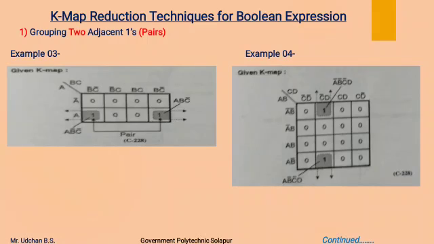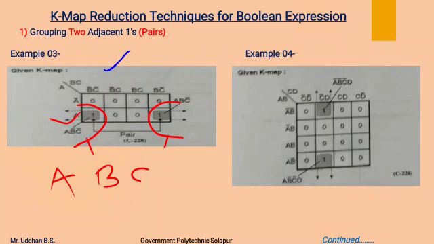Now in the next example, that is in the next given K-map, here there are two ones, one over here and another over here. As this cell and this cell are adjacent with each other, we can make a group of a pair like this by combining these two adjacent ones. Now the terms related to the pair are A, B, C, B bar, C bar, this one, and this one B, C bar.